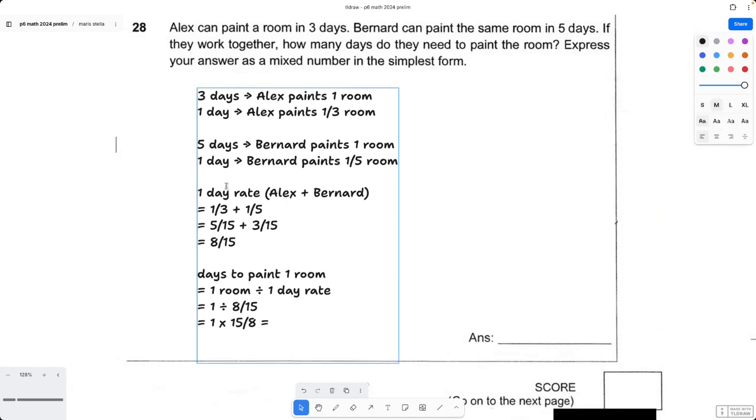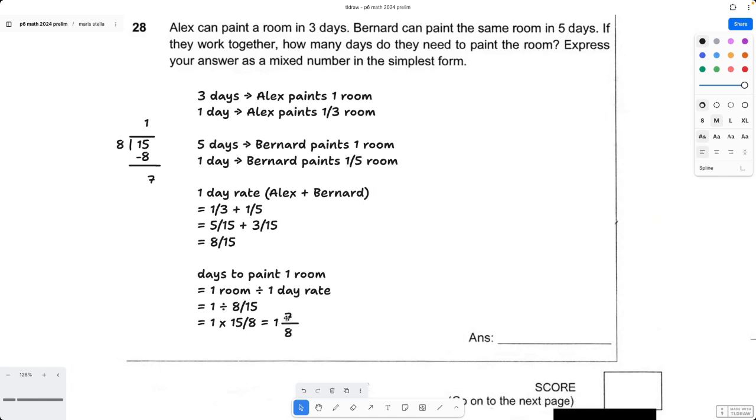Okay, so we can do the calculation: 15 divided by 8. What will it be? It's pretty straightforward. Just minus 8, and then you have the remainder 7. So remainder 7, and then we have 1 only. So that means this will give us 1, 7 out of 8. And that's about it. There we go. That's the answer.